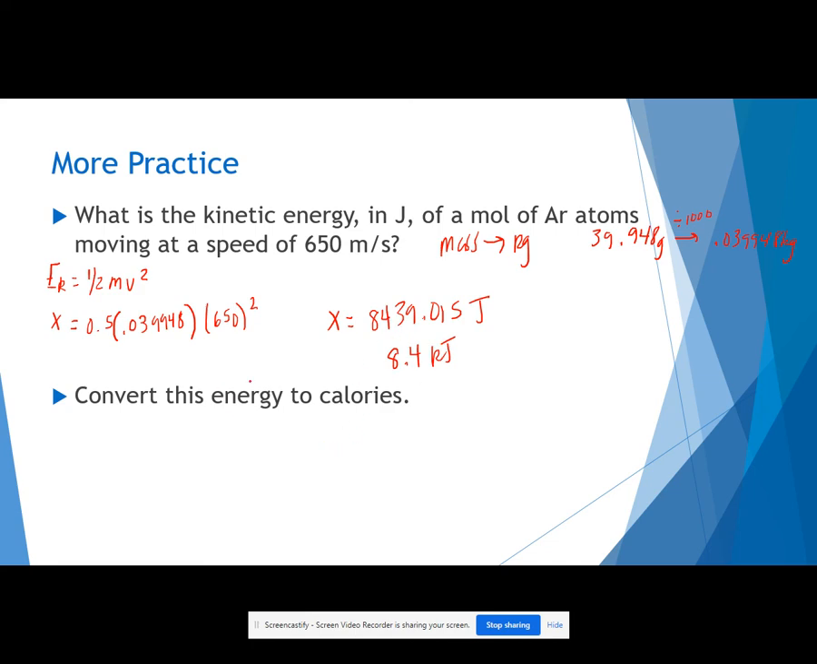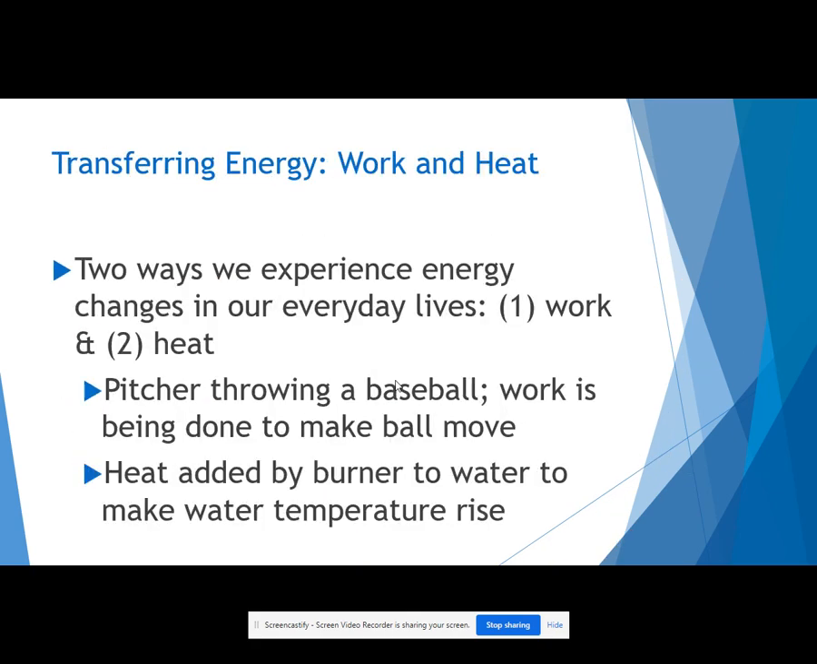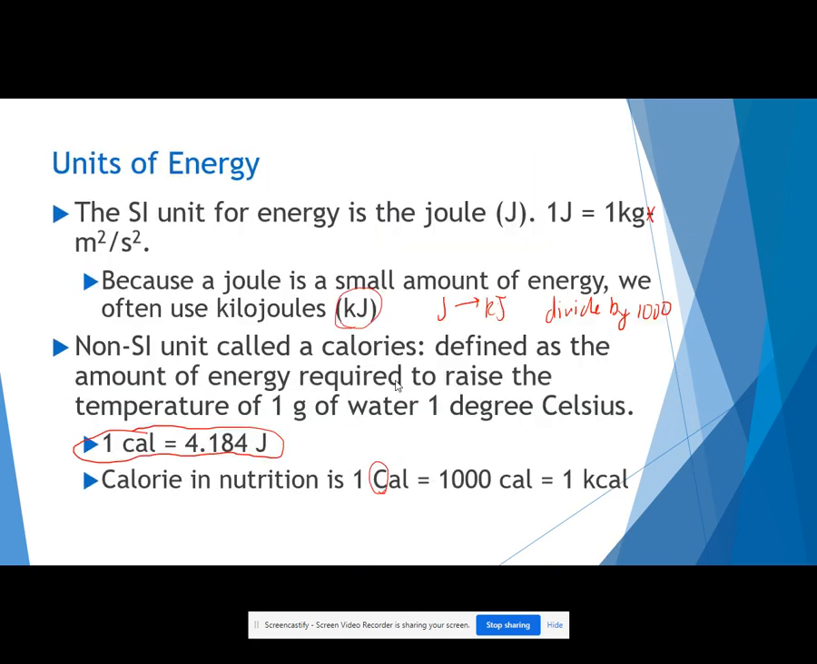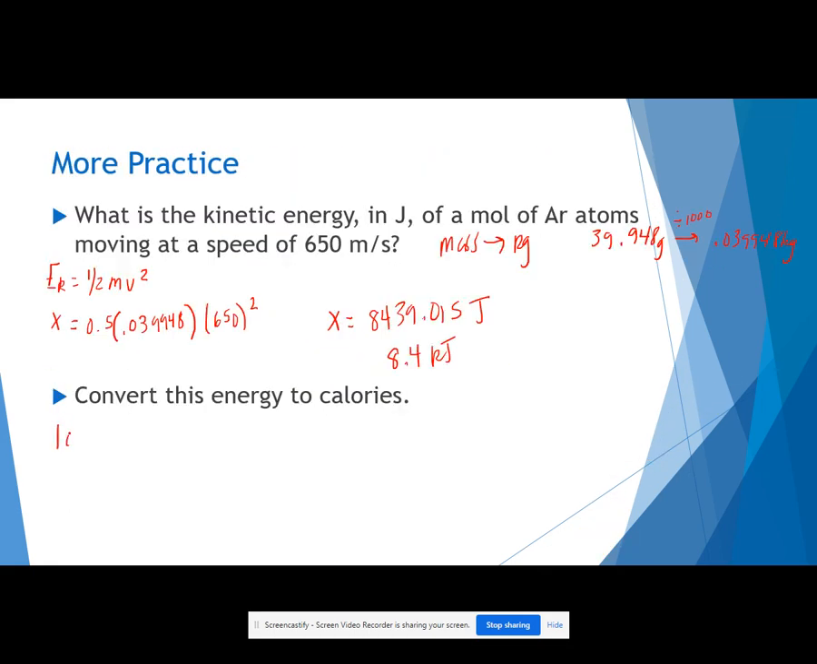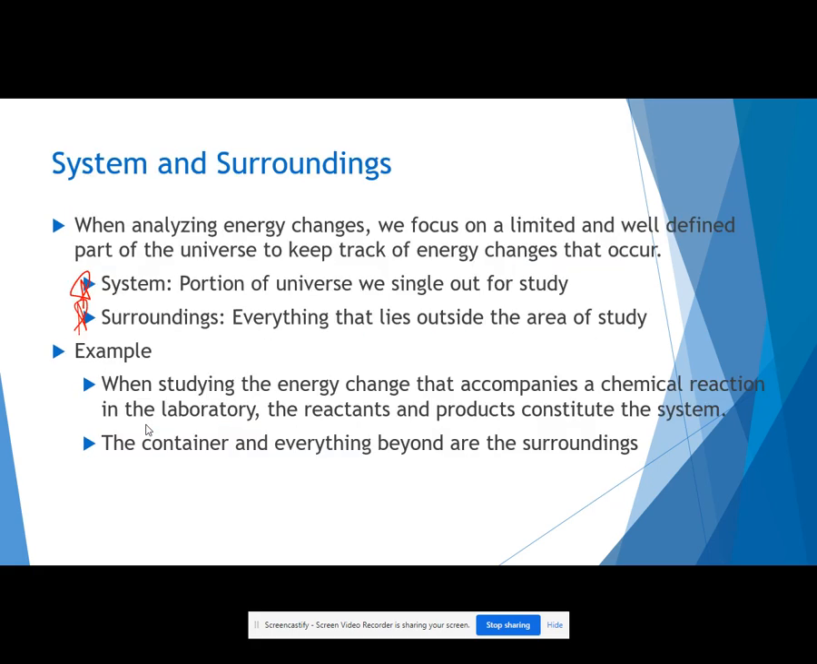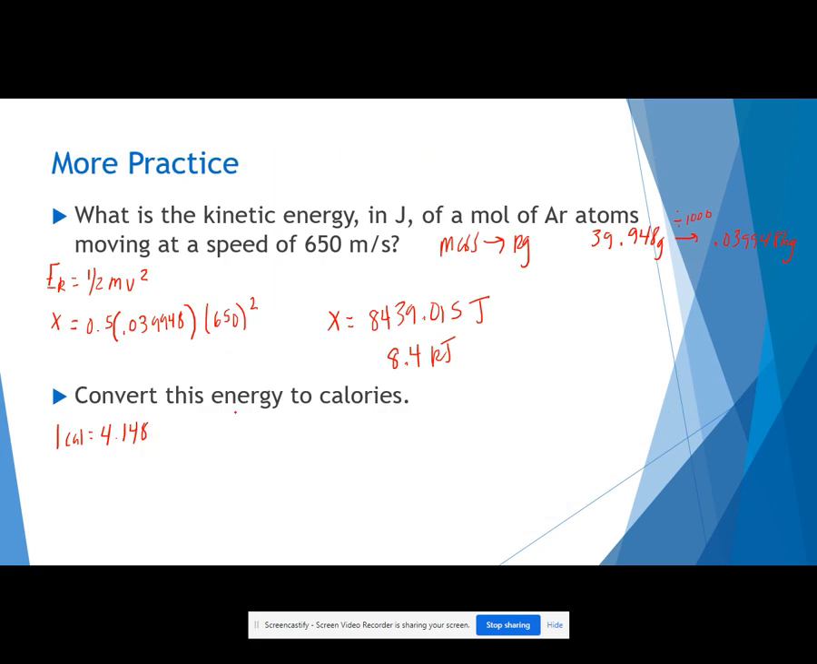Now, how do we convert this energy to calories? We have to think back to our notes when we saw the conversion. So let's go back and find that conversion. Here, 1 calorie is 4.184 joules. So let's write that down. 1 calorie equals 4.184 joules. So we just set up a conversion.